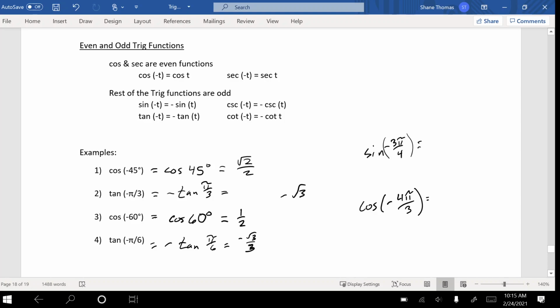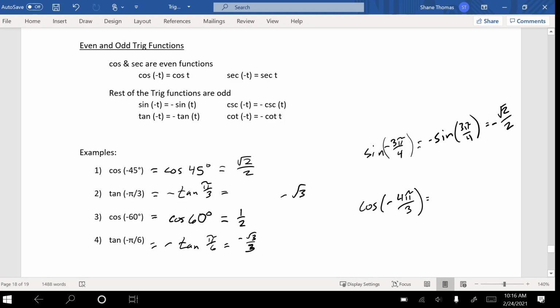Odd. All right, so this is a negative out front. So that turns into 3 pi over 4, correct? So then it's going to be what? Root 2 over 2? It'd be a negative, correct. So it'd be a negative out front.